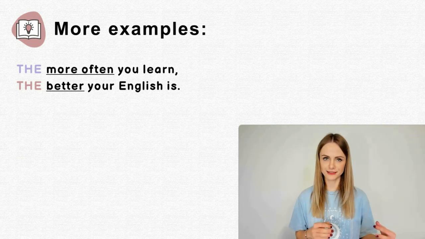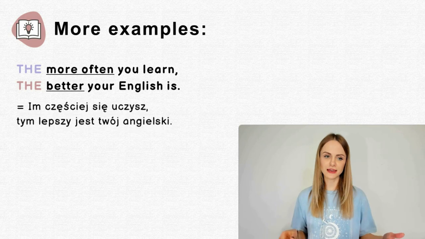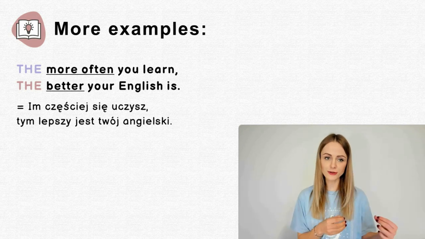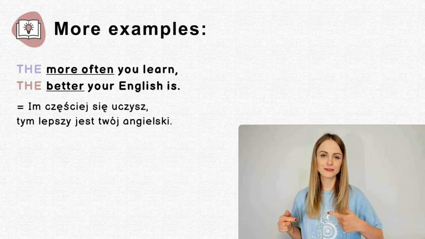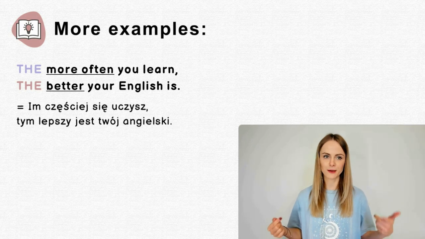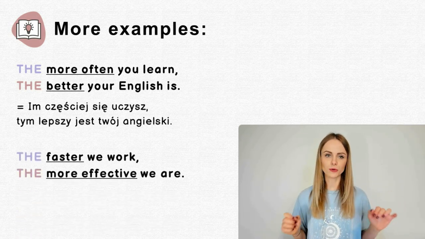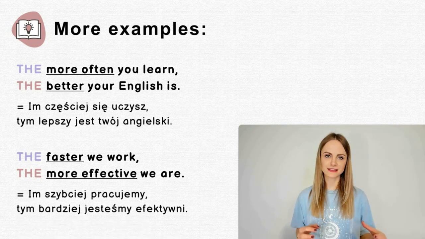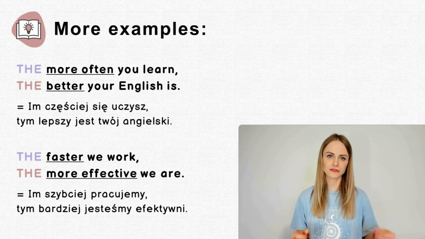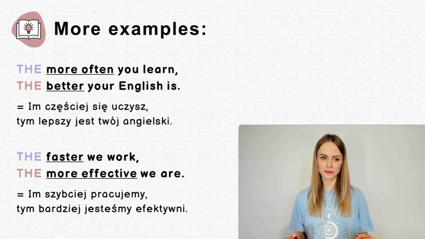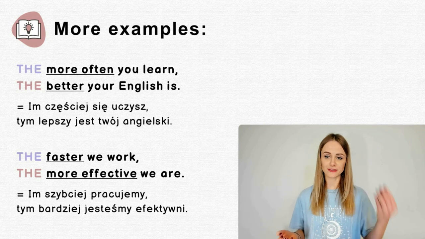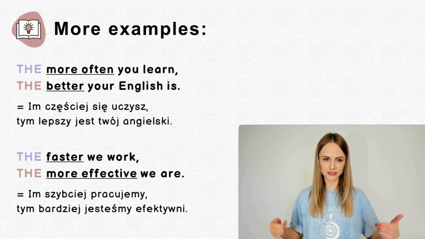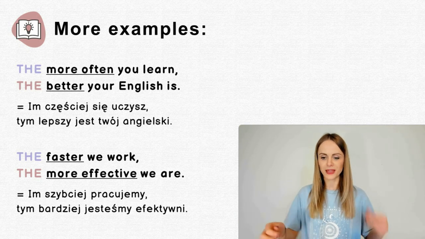And now, example number 2. The more often you learn, the better your English is. Im częściej się uczysz, tym lepszy jest twój angielski. So the more often you learn, im częściej się uczysz, the better, tym lepszy, your English is. Twój angielski jest. Okay, process it for a sec. And now one more example here. The faster we work, the more effective we are. Im szybciej pracujemy, tym bardziej jesteśmy efektywni. So you see, the only trick here is you use the plus the, and of course you have these adjectives in this superlative form.